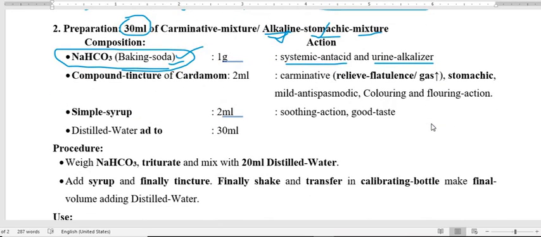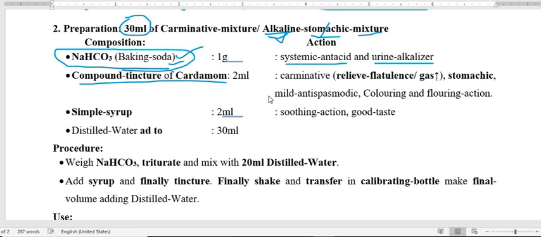Now, other than soda bicarbonate or baking soda, two more components are there, but the main active constituent is soda bicarb. The other constituent is tincture of cardamom. Cardamom means elaichi, so we are using its tincture, and because it is the complex one, we are going to call it the compound tincture of cardamom, and we are taking 2 ml.